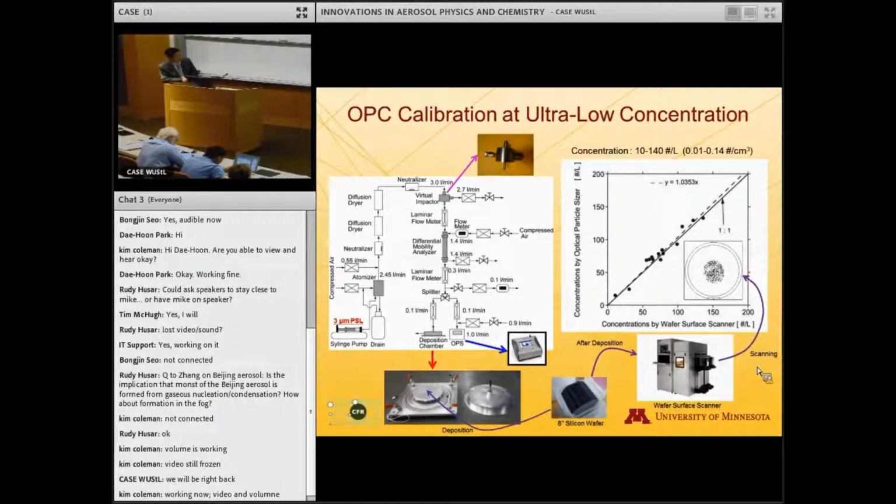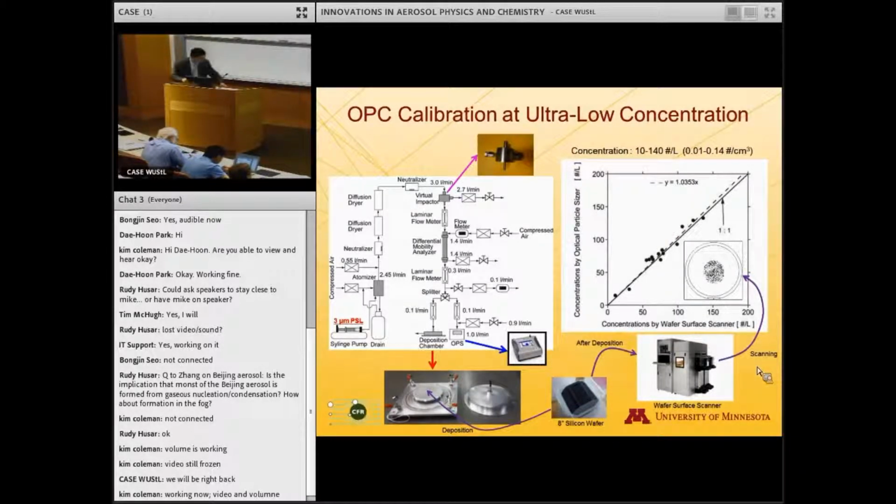And here you can see that the concentration measured by the OPC agrees with the concentration on the surface scanner. This is the one-to-one relationship. So all this technique can be traceable to the NIST primary standard.